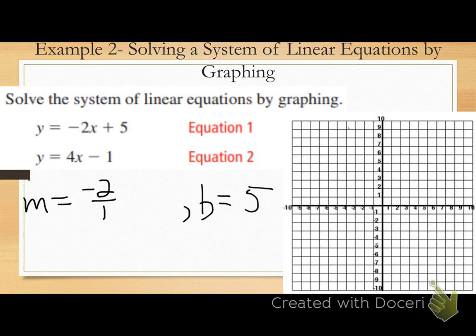What is a y-intercept? Yeah, that number right there, but what does a y-intercept mean? It's the point where my graph crosses the y-axis. So where are we crossing the y-axis for equation 1? 5. So I'm going to put a point at positive 5 on my y-axis. We okay with that?